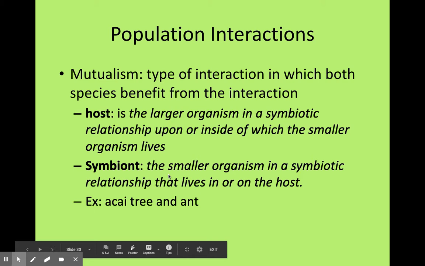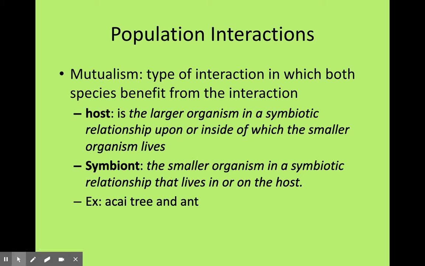Mutualism is a type of interaction in which both species benefit from the interaction. Typically, the host is the larger organism in a symbiotic relationship, upon or inside of which smaller organisms live, and a symbiont is a smaller organism in a symbiotic relationship that lives in or on the host. Those don't necessarily apply to mutualism, but just in general, when we're talking about population interactions, there's a host and a symbiont.